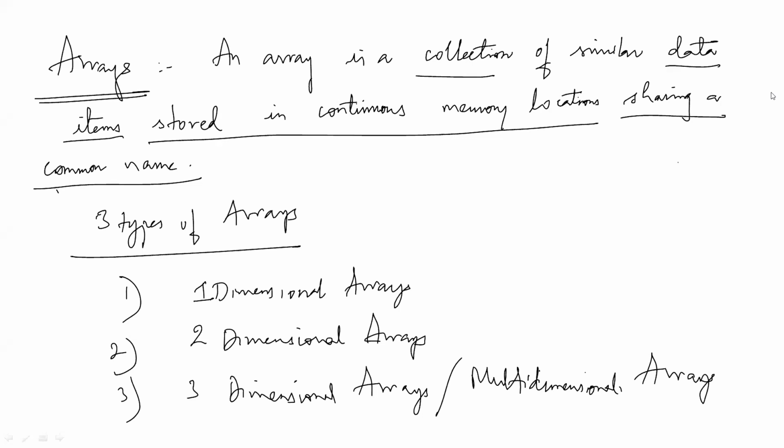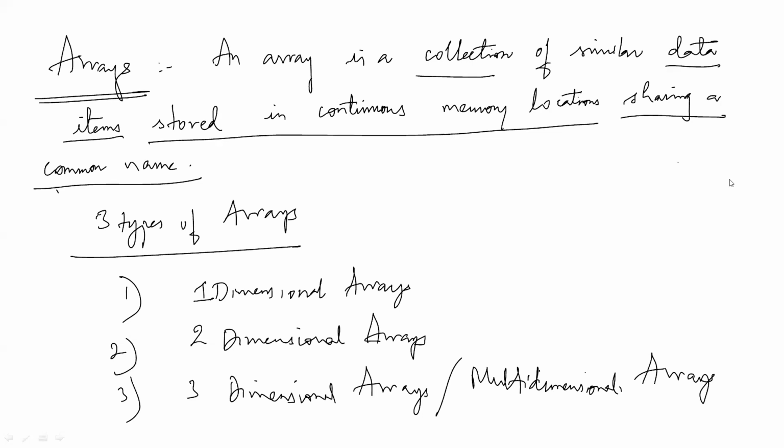Yesterday we went through a small introduction of an array. What's an array? Simply speaking, it's a collection of similar data items stored in continuous memory locations sharing a common name. Three small points. First, a collection of similar data items. Second, those data values are stored in continuous memory locations. And the third point is all of them are going to share a common name. That is very, very important. So every element will have the same name.